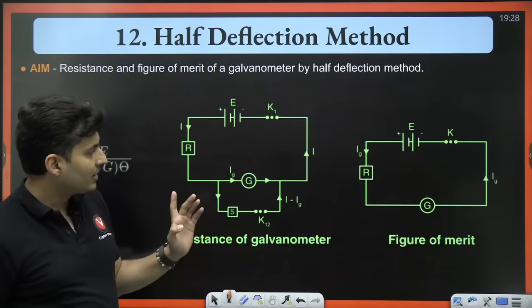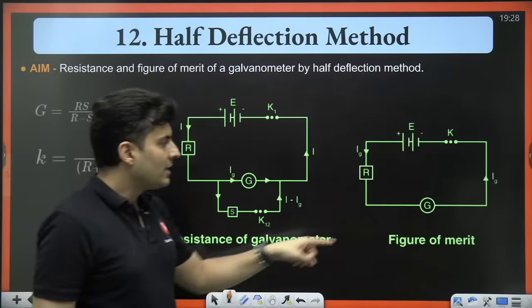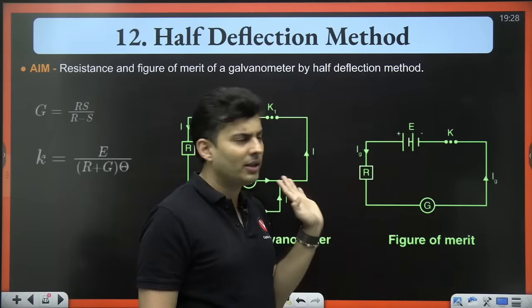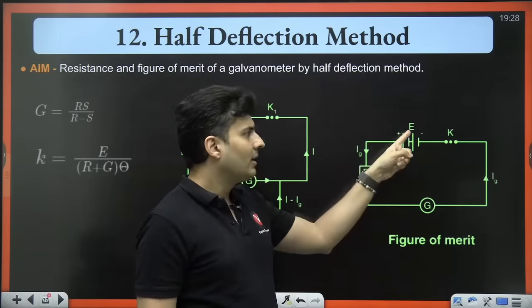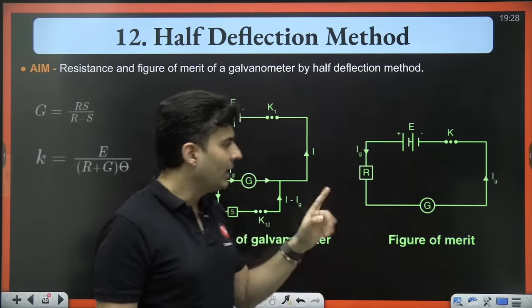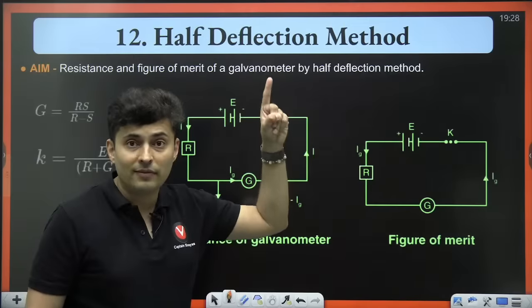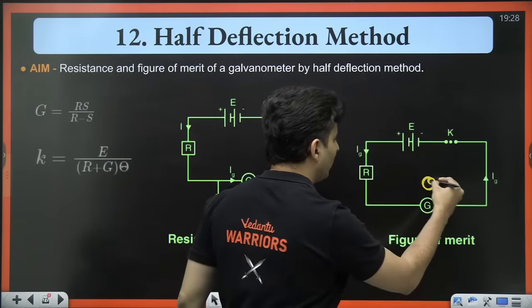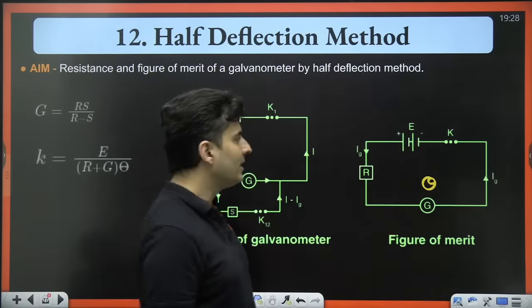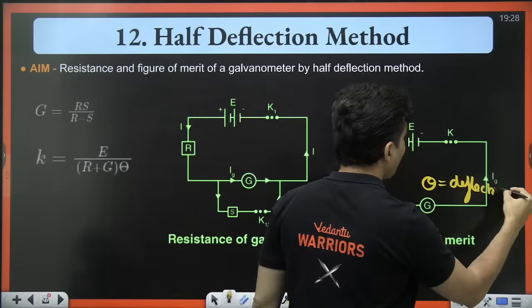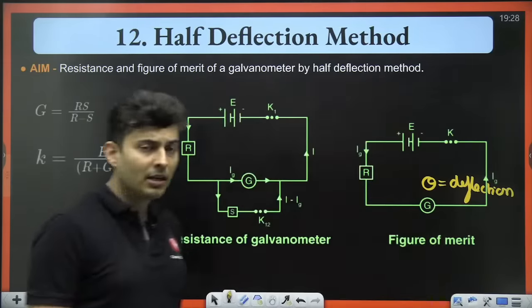Let me explain the setup. First, you just have one galvanometer connected to the battery with some small resistance. Can you see that? Battery is there, some resistance is there, galvanometer is there. The galvanometer will show some deflection. You note down the deflection. This theta is basically your deflection. Everybody with me?